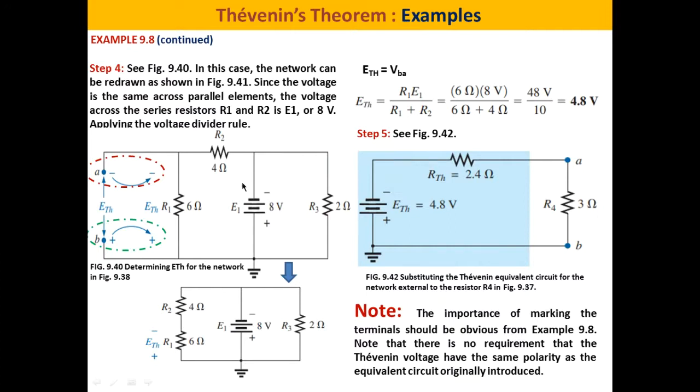We return back the voltage source. Having AB, the resistor R4 removed, we will try to find the voltage across AB. So what is the voltage across AB? It is E Thevenin. What is VAB? It is the voltage across R1. So we have to determine the voltage across R1, which is E Thevenin.